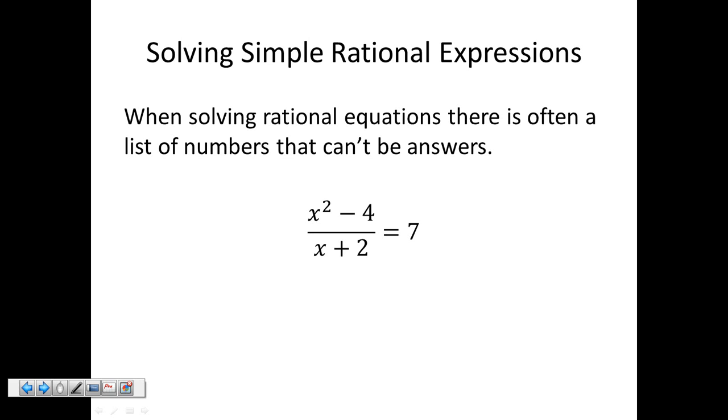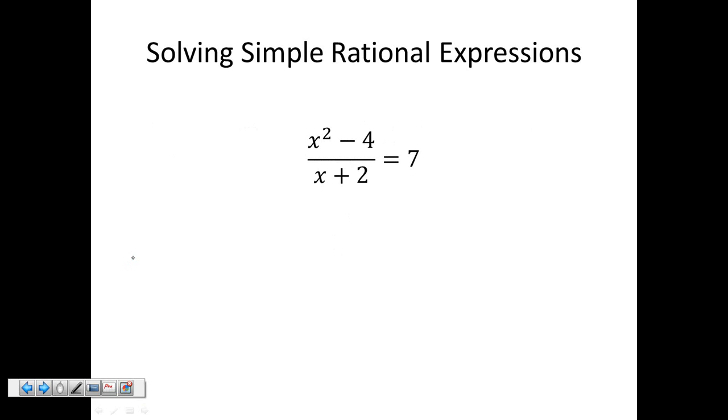All right, now let's look at solving some simple rational equations. These are really rational equations rather than rational expressions. When we want to solve rational equations, there's often a list of numbers that can't be answers. And that comes from the fact that the bottom cannot equal 0. So x plus 2 can never, ever equal 0. So this makes a list of numbers. In this case, that list is only one number. But we can never let the bottom equal 0.